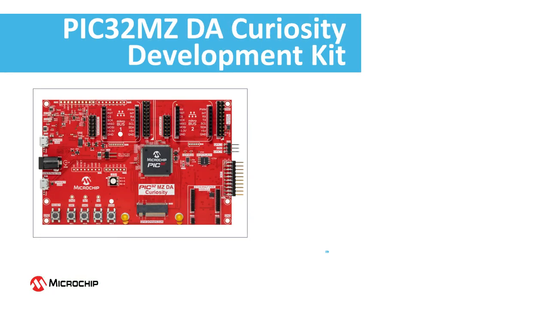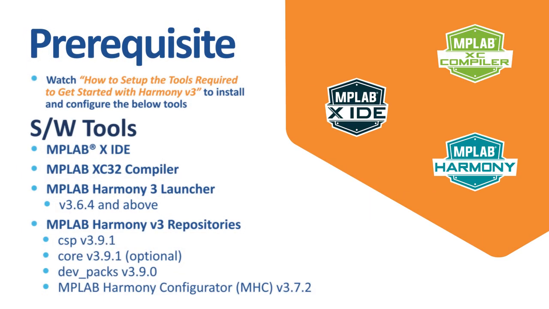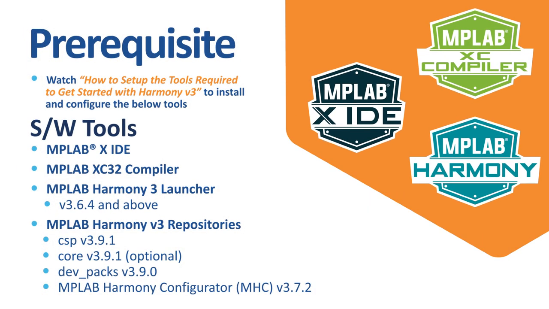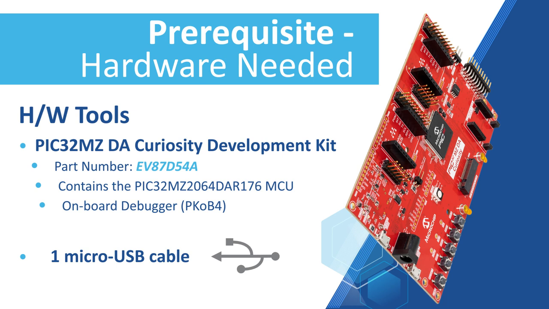In this video, we will show you how to get started with the PIC32MZDA Curiosity Development Kit using MPLAB Harmony version 3. If you are new to Harmony version 3, be sure to watch our video, How to Set Up the Tools Required to Get Started with Harmony version 3. This project is based on the PIC32MZDA, our MIPS Core 32-bit microcontroller.